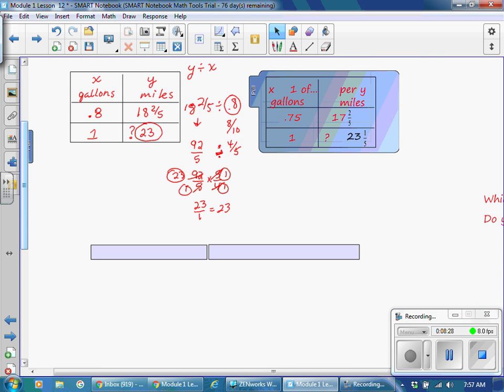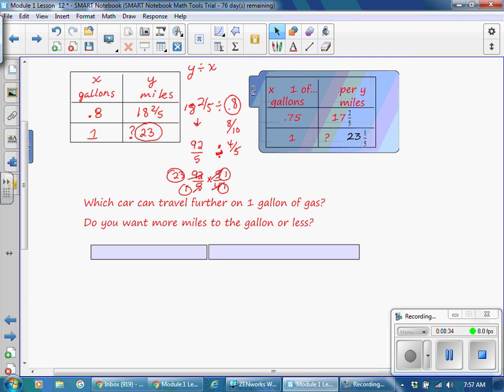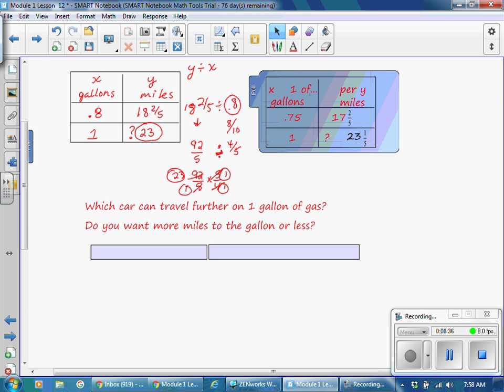So next we want to answer the question, which car can travel further on 1 gallon of gas? Well, do you want more miles to the gallon or less miles to the gallon? When you're purchasing gasoline, you want to go farther, so you want more miles. And so the answer is that the red car travels further.